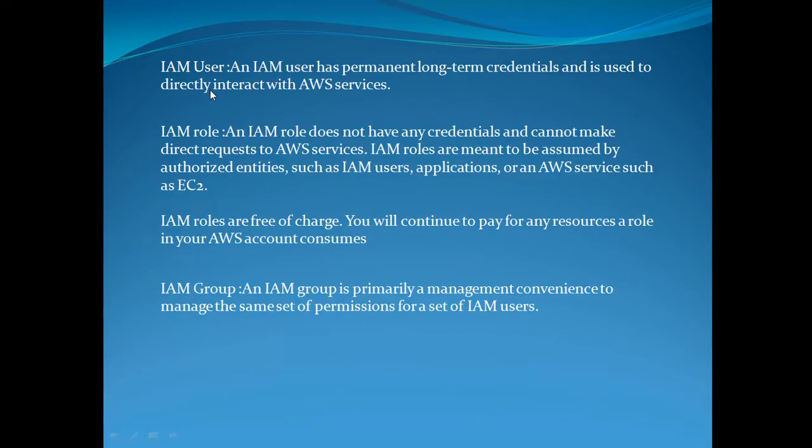Then, what does IAM user mean? IAM users have permanent long-term credentials, and they are used to directly interact with AWS services. What is an IAM role? An IAM role does not have any credentials and cannot make direct requests to AWS services. IAM roles are meant to be assumed by authorized entities such as IAM users, applications, or an AWS service such as EC2.